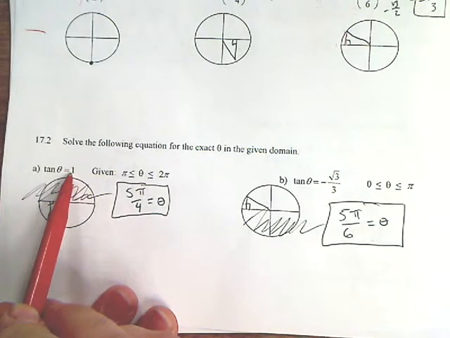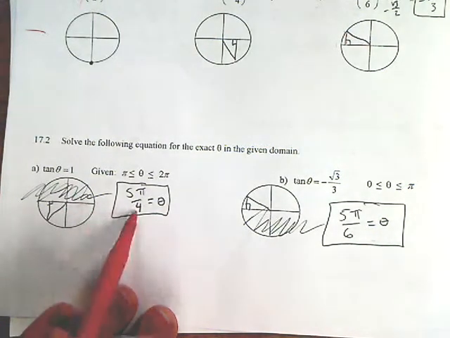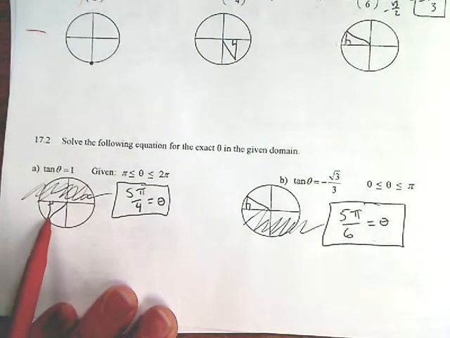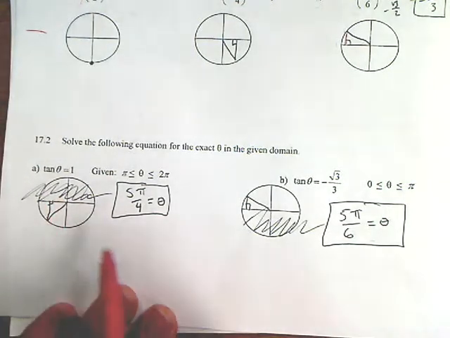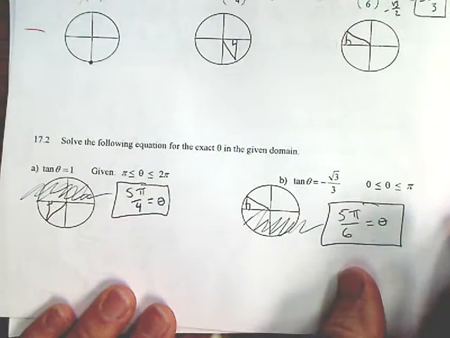I need tangent to be 1, so that's a 45-degree angle, which is something divided by 4. So in this quadrant, it's 5 pi over 4, and it has to be in this one because it's a negative divided by a negative. This one would be a negative tangent.